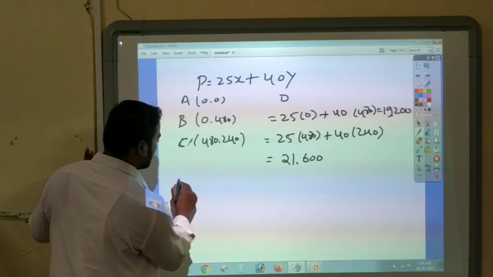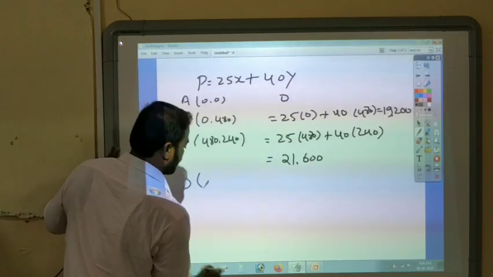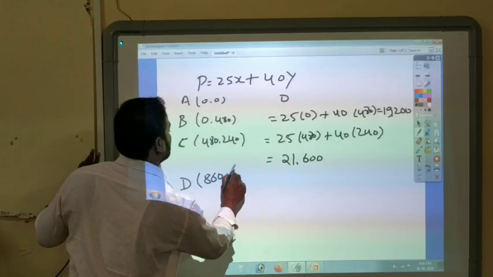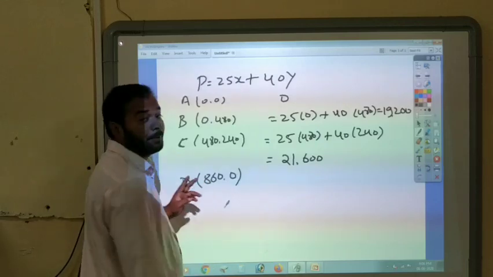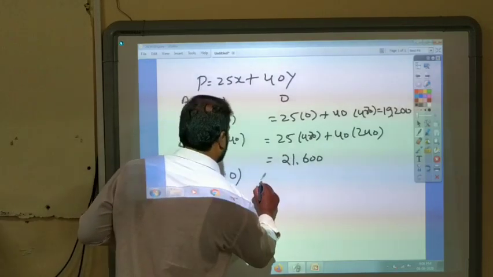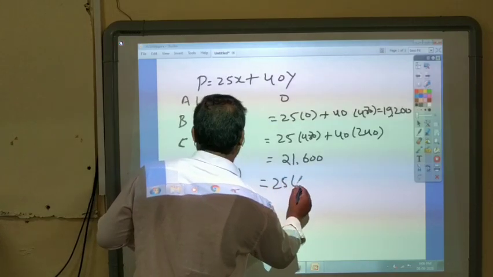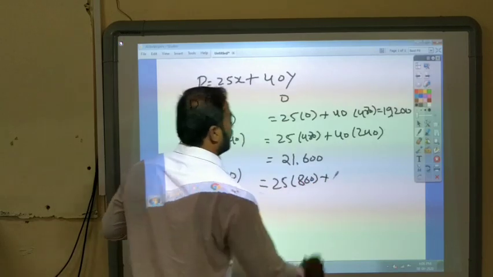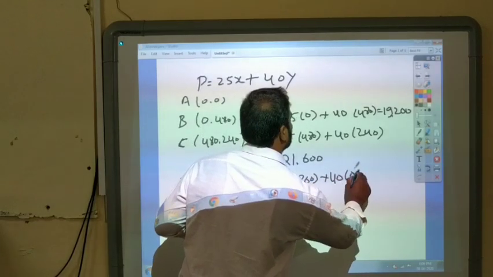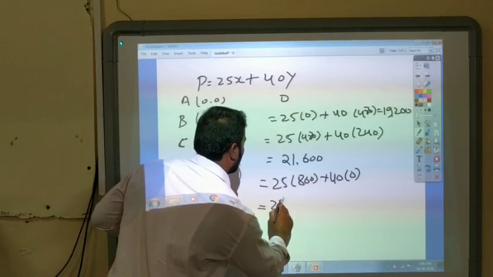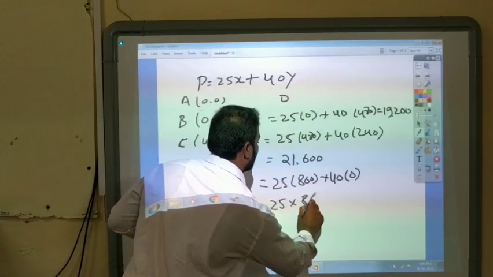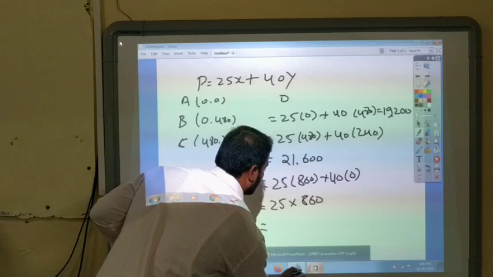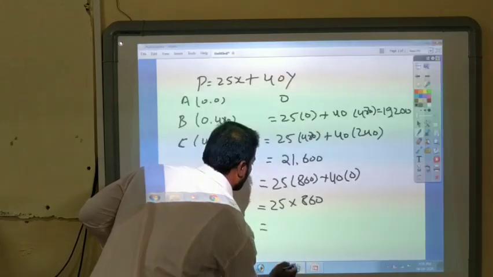So now we are looking at the corner point D. We have values for x 860, for y 0. When we are putting these values into the equation P is equal to 25x plus 40y, we got 25 into 860 plus 40 into y value 0, correct? Now 25 into 860, 40 into 0, 0. At corner point D, we got the total value of 21,500.